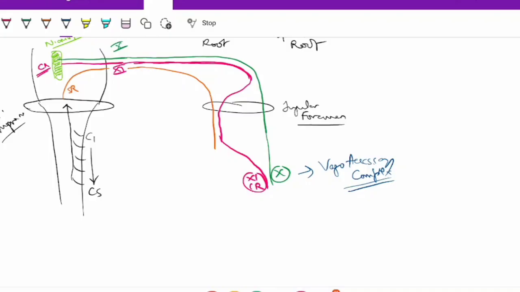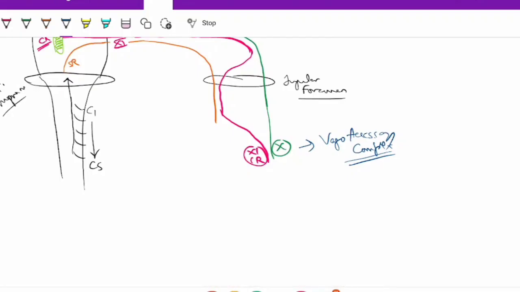The 10th nerve, that is the vagus, is not doing a lot of activity as such, and even the spinal root is not doing a lot. But we saw that the cranial root of the accessory nerve is doing a lot of going here and there, and then it forms the vago-accessory complex along with the vagus. So one of the questions is, what are the components of the vago-accessory complex? It's the vagus and the cranial root.